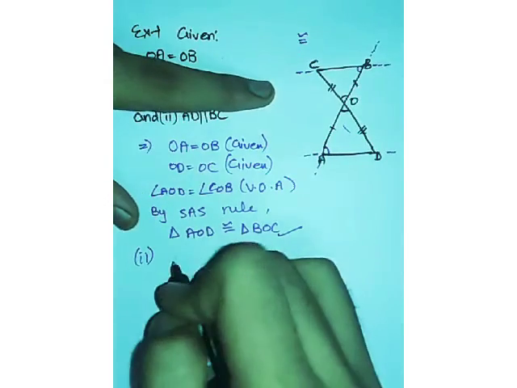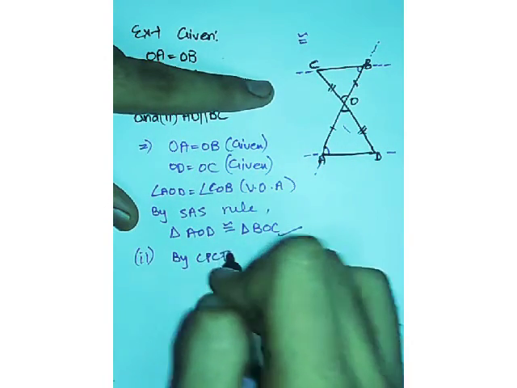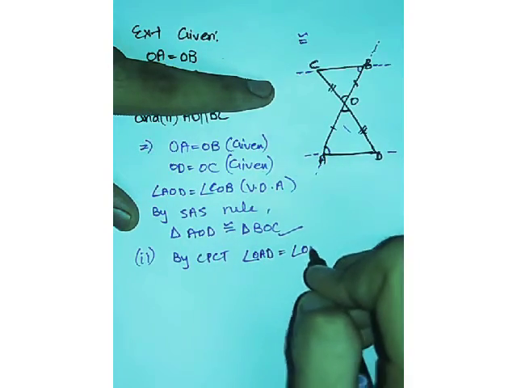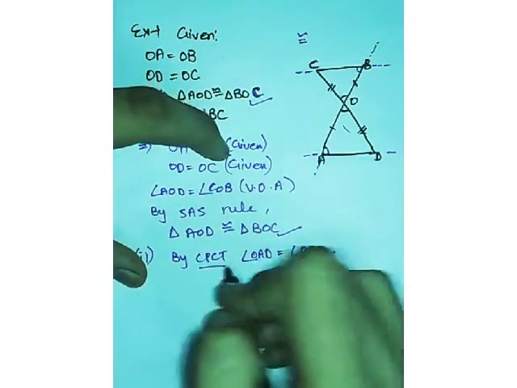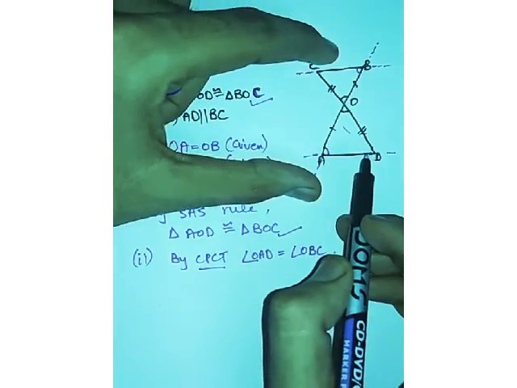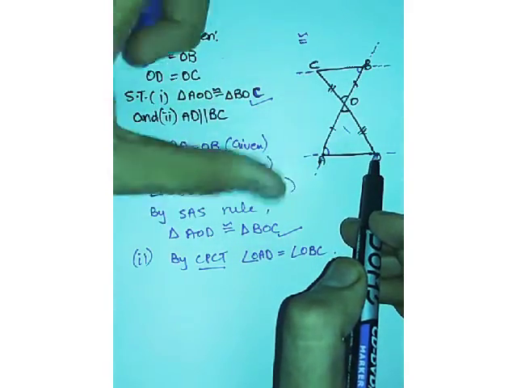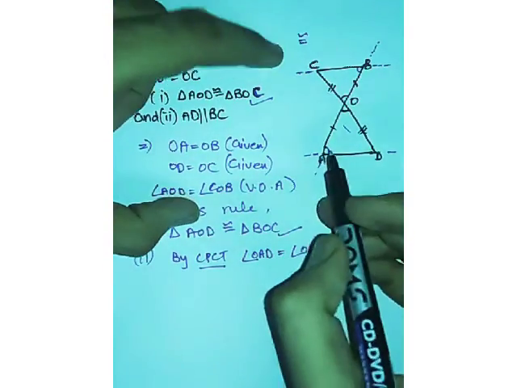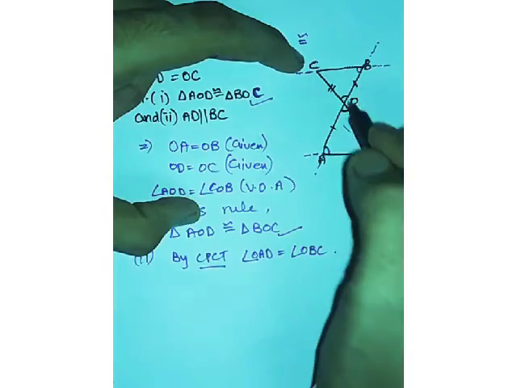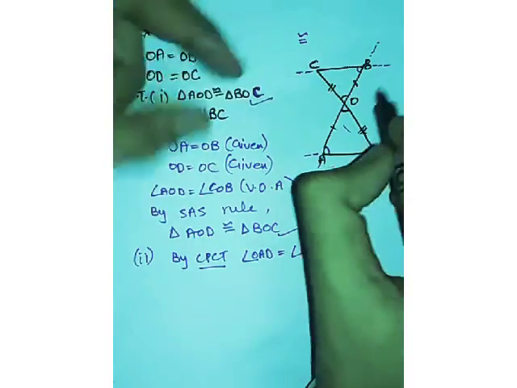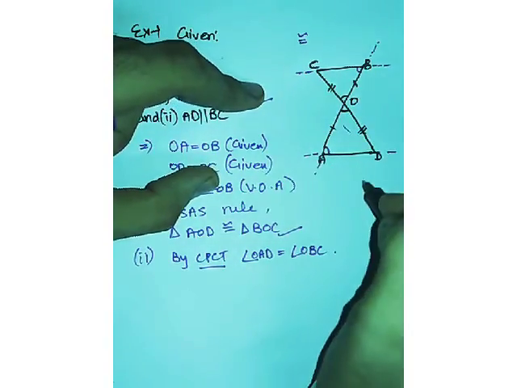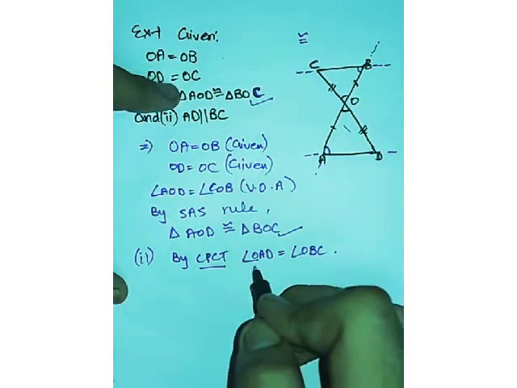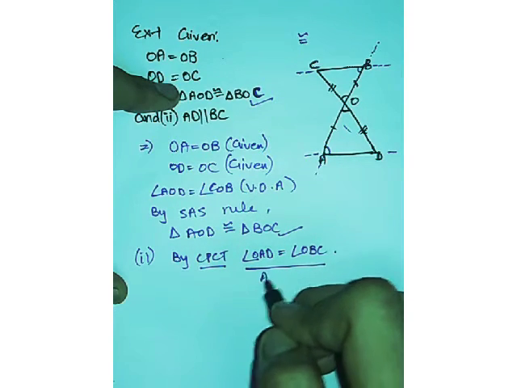By CPCT. How? Let me first write: by CPCT, angle OAD is equal to angle OBC. By CPCT, why? Because these both triangles are already proven to be congruent. That is why corresponding parts of congruent triangles are equal. Now parts can be sides as well as angles. So that's why OBC is equal to OAD, and not just this, OCB is also equal to ODA, because these are corresponding parts of congruent triangles. In this way, these two angles are equal, which are alternate angles.